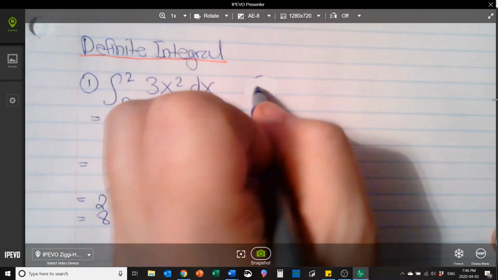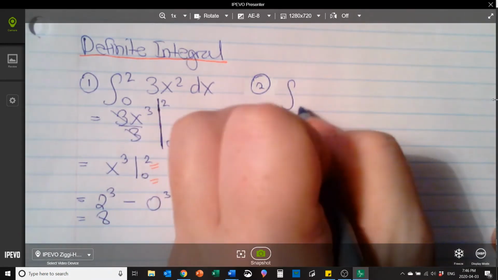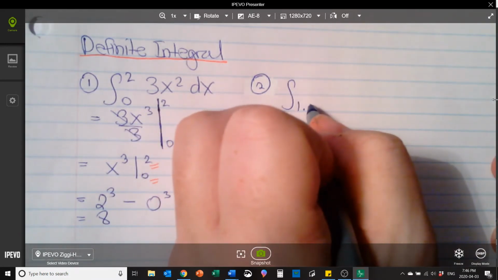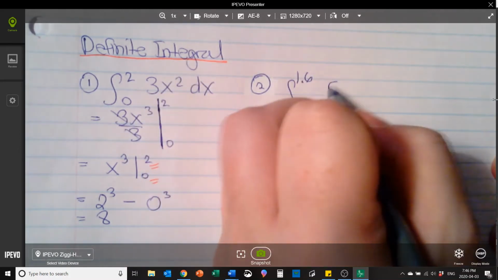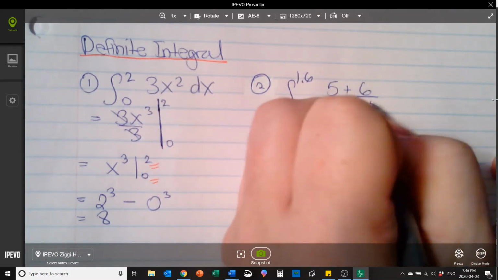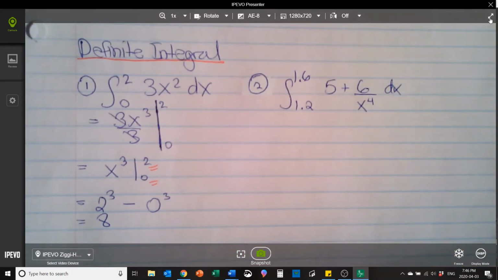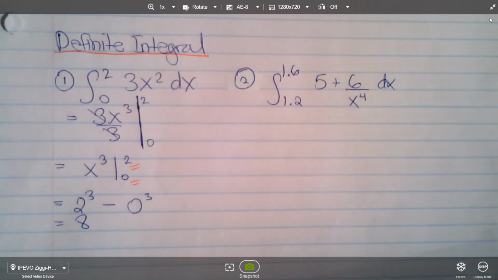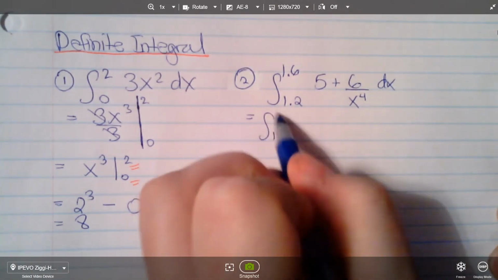All right, number 2. So we're going to integrate from 1.2 to 1.6 of a function that is 5 plus 6 over x to the 4. So the first part is same as usual. We are going to integrate. I'm going to set it up first though.